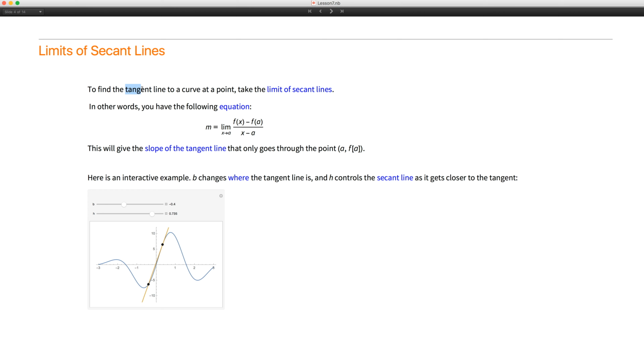To find the tangent line to a curve at a point, you really need to take the limit of secant lines. To be more precise, you need to find the difference in f between x and a, over the difference in x itself, and then take the limit as x approaches the given point a. This is what will give you the slope of the tangent line that goes through the required point a comma f of a. Here's an example to show you that. You have a secant line over here, and then as you let the points come closer and closer, you will then get the tangent line. So it's only in the limit that you actually get the tangent line starting from a secant line.